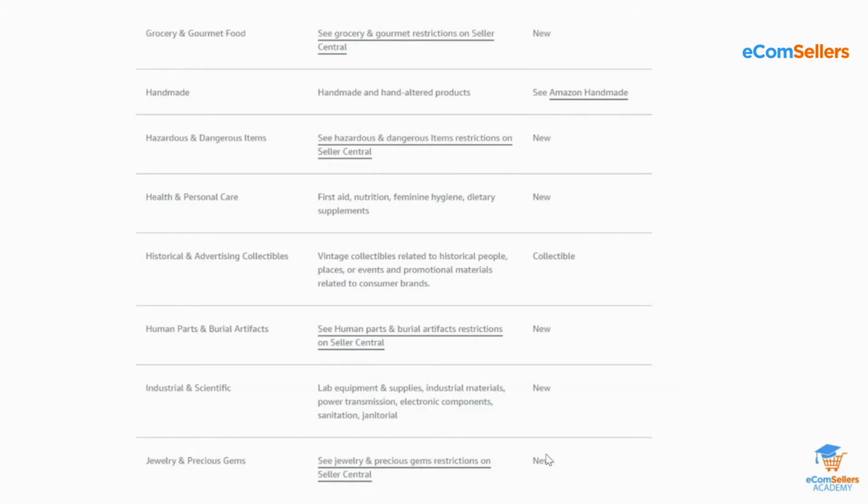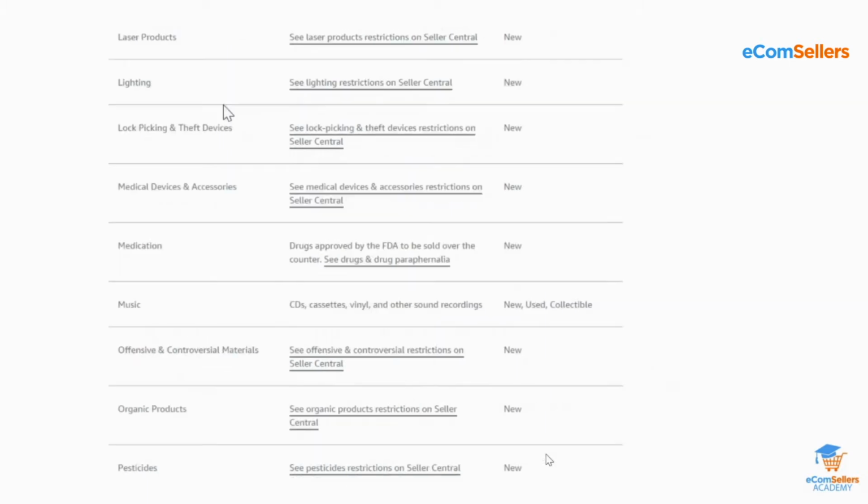Next is jewelry and precious gems. Says you can sell them as new. Laser products. Again, you definitely want to read that. Don't get yourself in trouble. There's a lot of different products that are like, oh, what are those things? Drones that have lasers on it. You don't want to get yourself in trouble, because that's a whole several layers of trouble that you're inviting yourself into if you do that. But you want to follow those guidelines, and you can sell it as new.